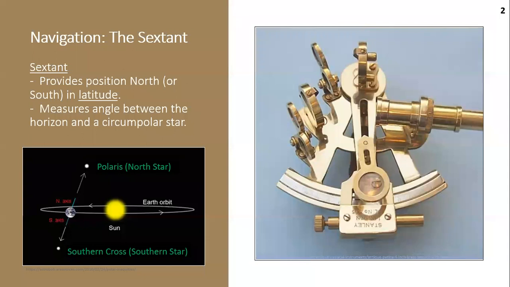The sextant. A sextant is a measuring device used to locate one's position north or south of the equator in latitude. Used at night, it measures the angle between the horizon and a circumpolar star. In the northern hemisphere, Polaris, or the northern star, is aligned directly above the North Pole. In the southern hemisphere, the Southern Cross, or the Southern Star, is aligned above the South Pole. For your lab assignment, you'll assume that the sextant measurements were all taken using the North Star.